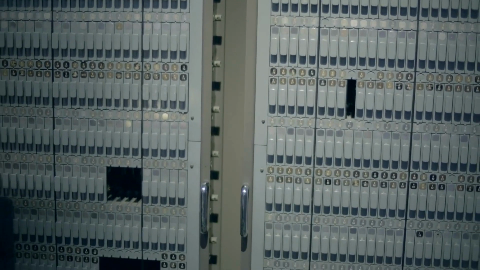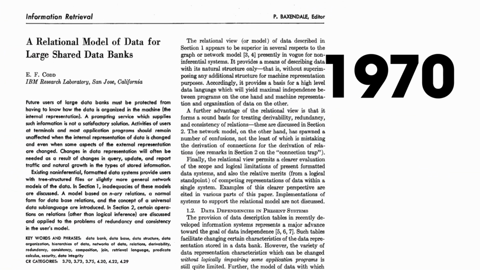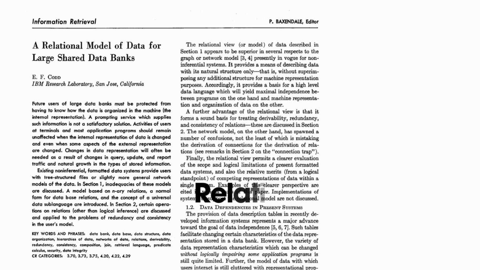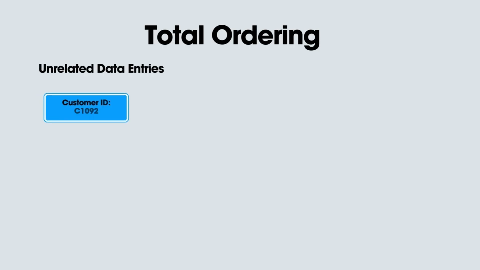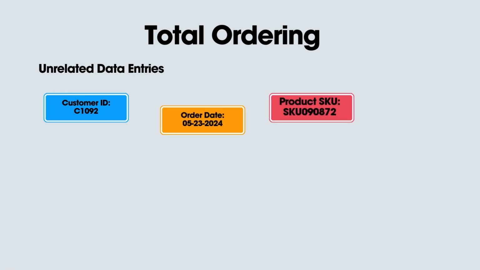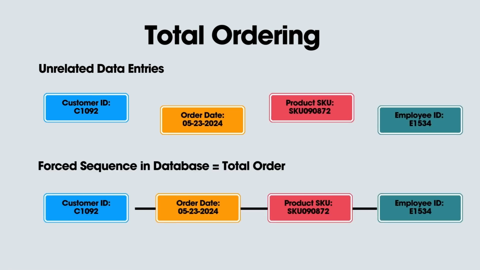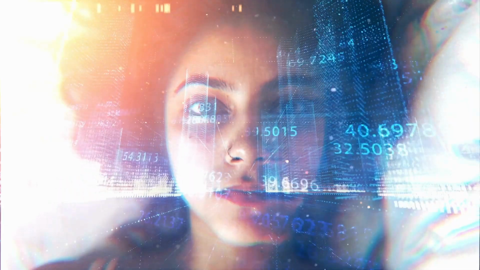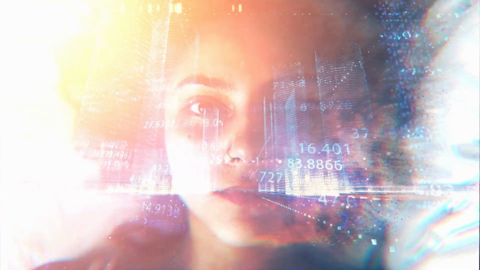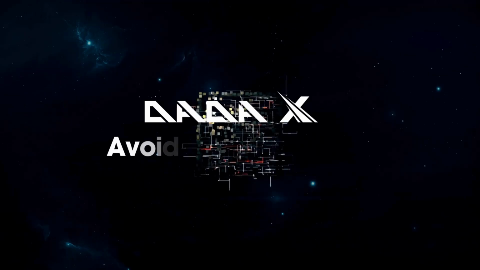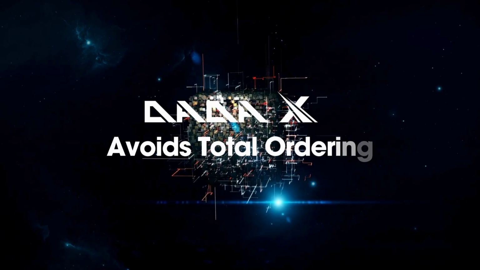The choice to use relational databases locked in a specific approach, one based on total ordering. Total ordering means that every piece of data must be related to another in a strict sequence, even if there's no real-world reason to impose that relationship. Forcing all data into a single total order creates unnecessary complexity, leading to slower performance and inefficient systems that are rigid and costly. This is where DADA X takes a fundamentally different path.